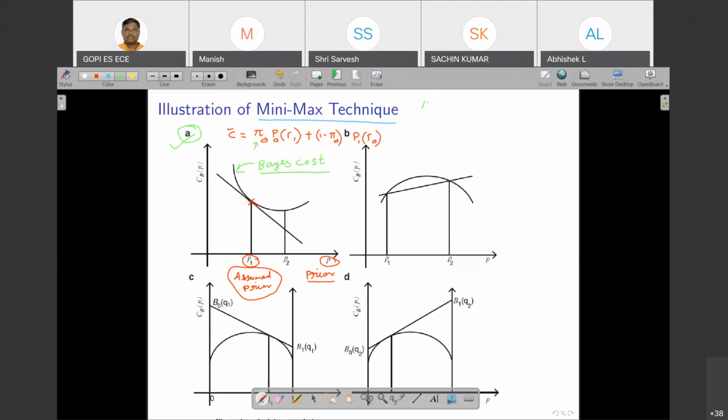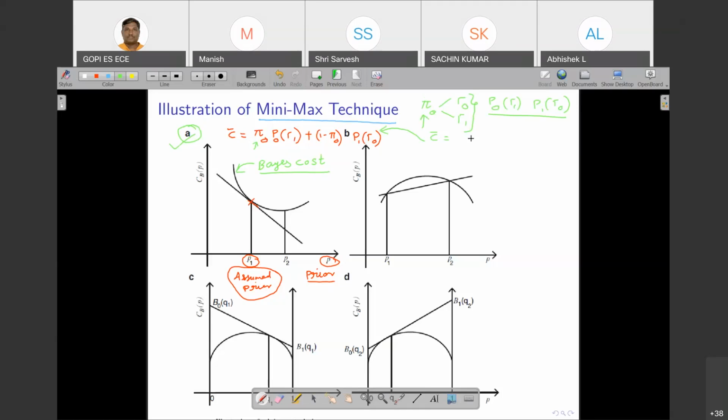For every prior probability, some value of pi naught, you actually get the partition, gamma naught and gamma 1. Once you get this gamma naught and gamma 1, then your P naught of gamma 1 and P1 of gamma naught are fixed. That is fine. But once gamma naught and gamma 1 are obtained for one particular prior probability, you know the value of this Bayes cost, C bar. Using this expression, we can actually calculate it.